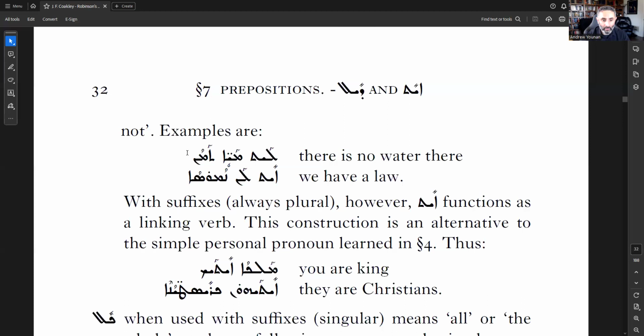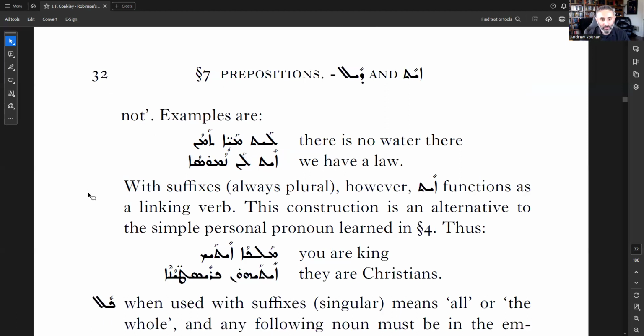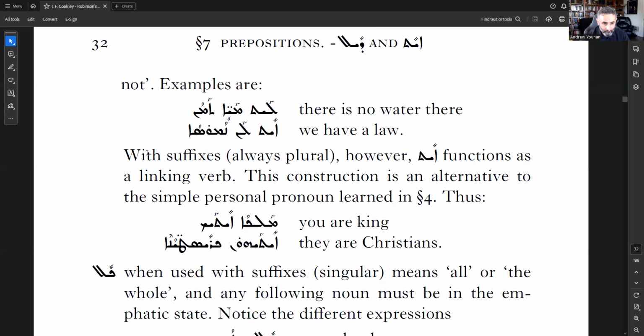So examples: late maye taman. There is not water there. Taman means there. Eth lan namosa. Look at this very, very closely. Eth means there is. Lan means for us. So there is for us a law. In other words, we have a law. It's there for us. It exists in relation to us.